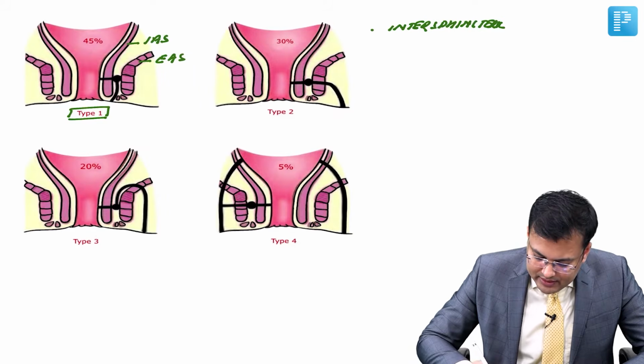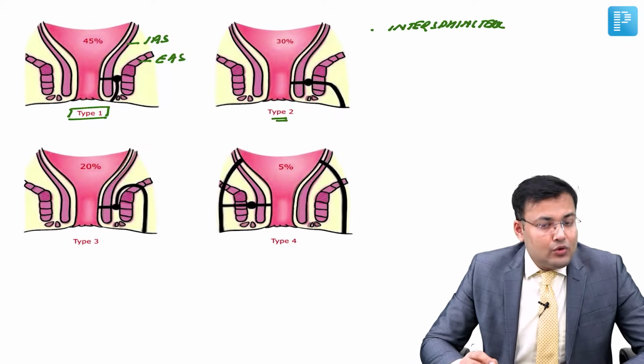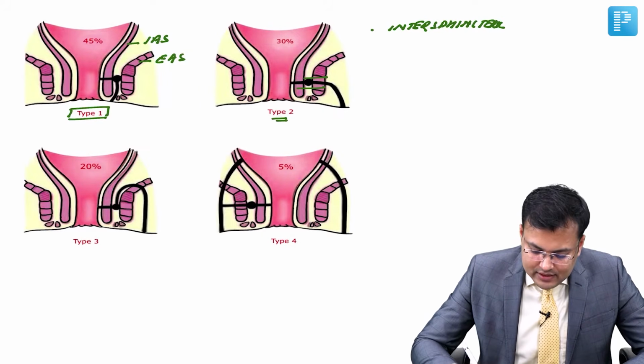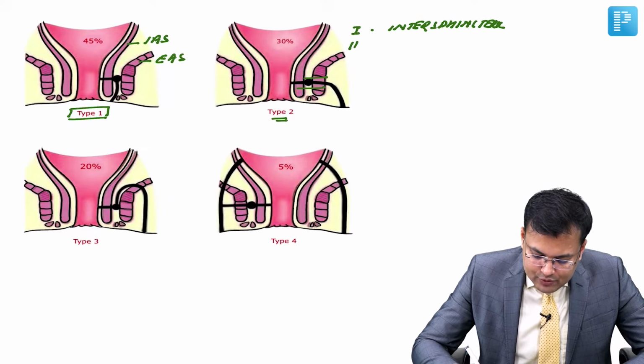Clear? Now see, type 2. Here it is going to cross both of the sphincters. So type 2 is transsphincteric.